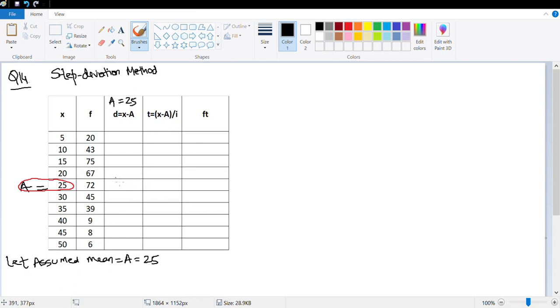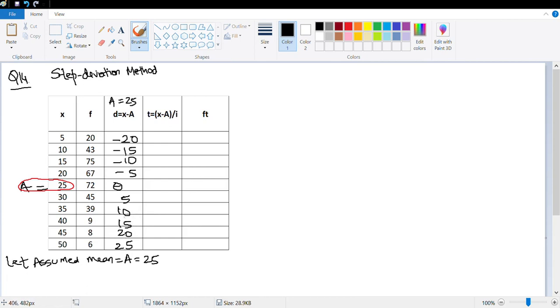Perfect. Next step, I do x minus A, which is what I've done earlier. So in this case, x minus 25. So 5 minus 25, that's negative 20. This will be negative 15. That's negative 10. That's negative 5. That's 0. This is 5. This is 10. This is 15. This is 20. And this is 25.